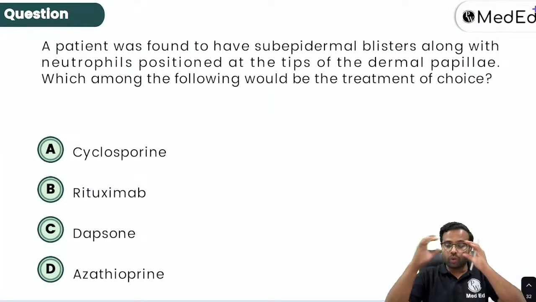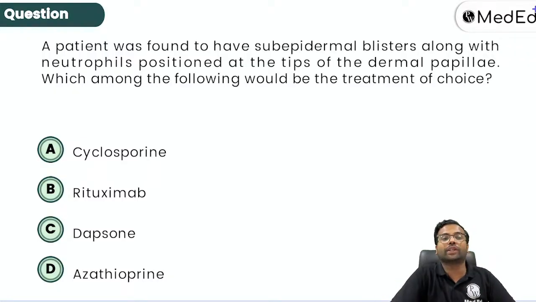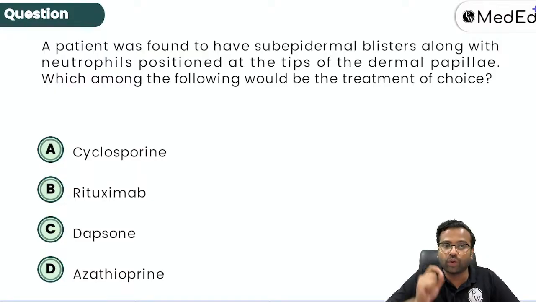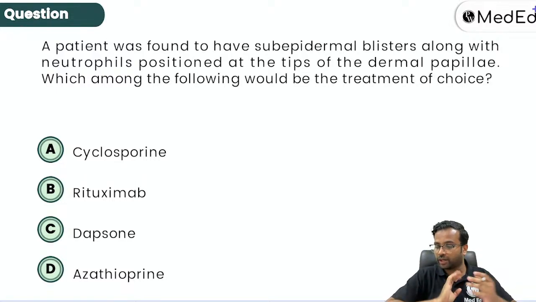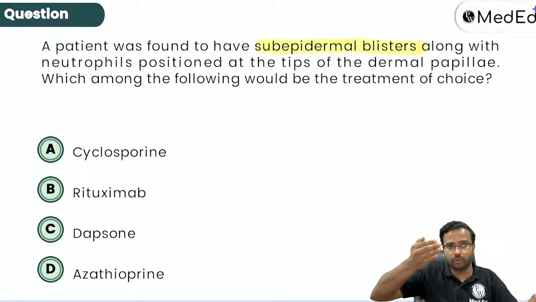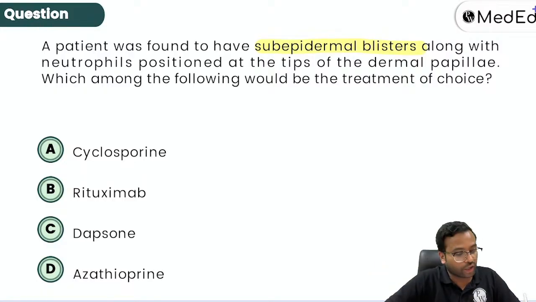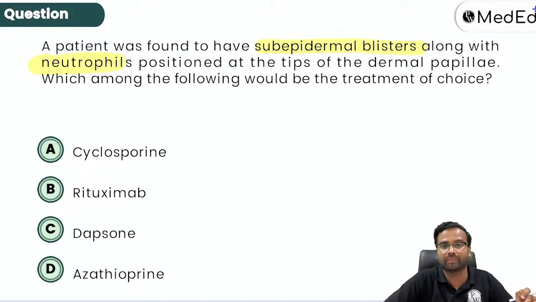A patient was found to have a subepidermal blister along with neutrophils positioned at the tips of the dermal papillae. Which among the following would be the treatment of choice? So come on, let's see who gets it right. So here what I see is a patient is having a subepidermal blister, which means the blister is below the epidermis, and there are neutrophils at the tip of the dermal papillae.